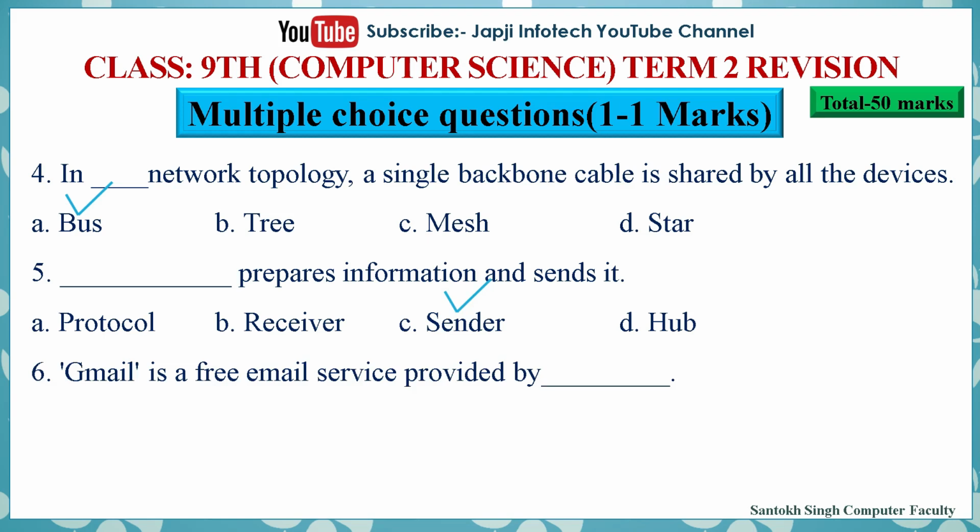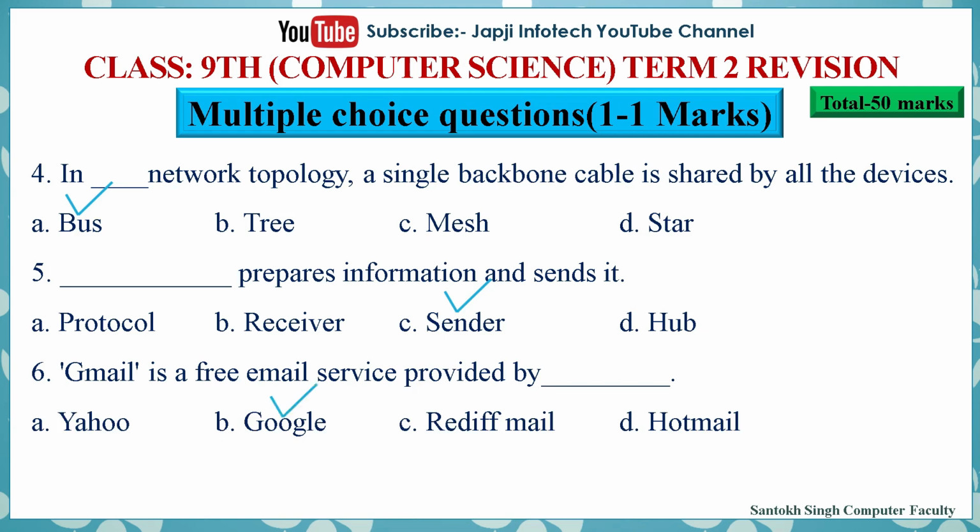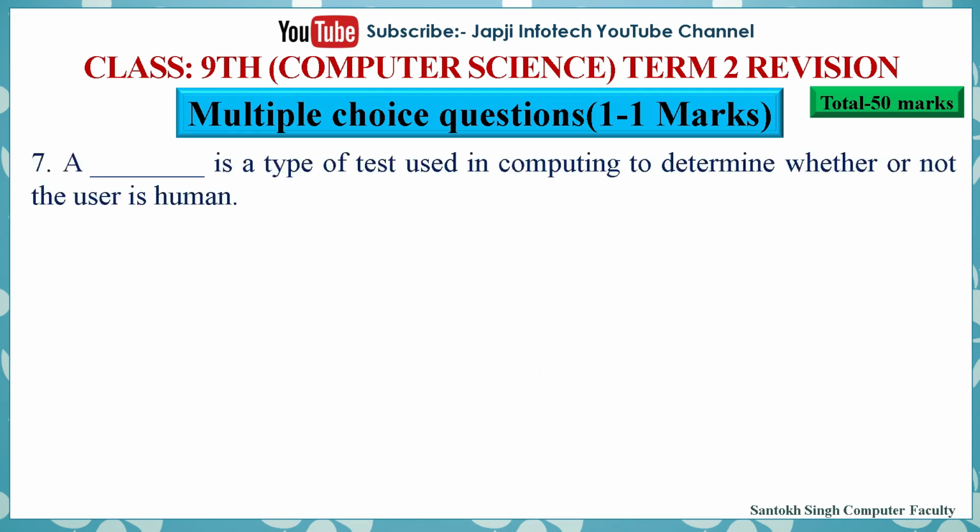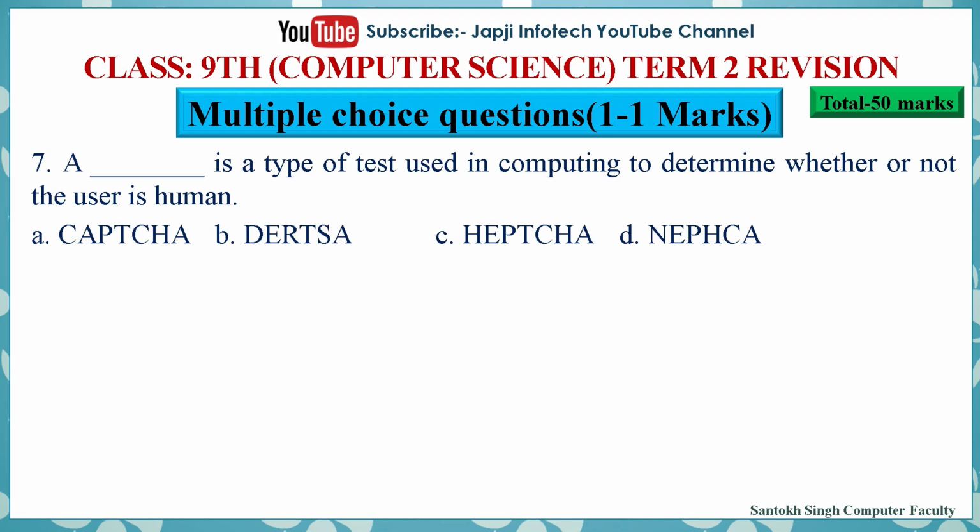The sixth one is, Gmail is a free email service provided by dash, and the options are Yahoo, Google, Rediffmail and the last one is Hotmail. The right answer is, Gmail is a free email service provided by Google. The seventh one is, a dash is a type of test used in computing to determine whether or not the user is human. The options are CAPTCHA, DRSA, HAPTCHA, NAFCA. The right answer is, a CAPTCHA is a type of test used in computing to determine whether or not the user is human.